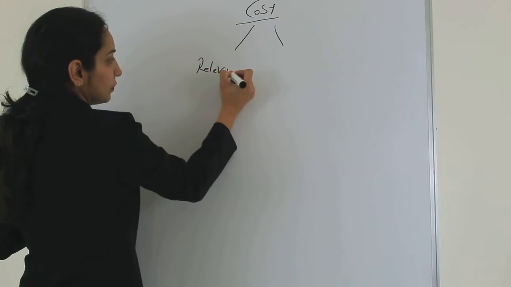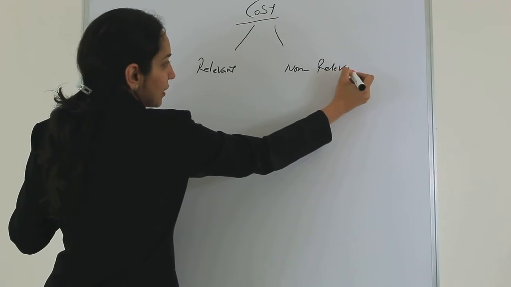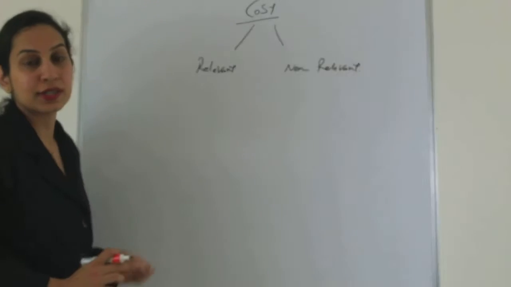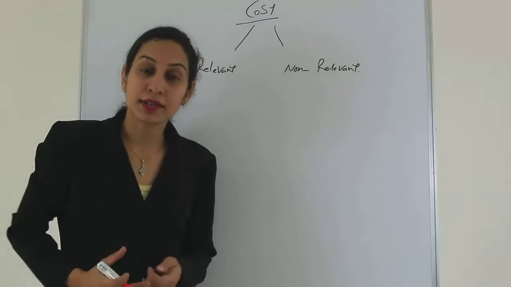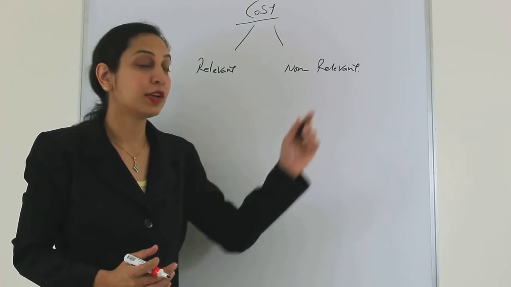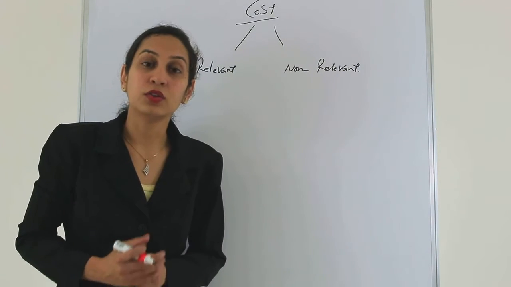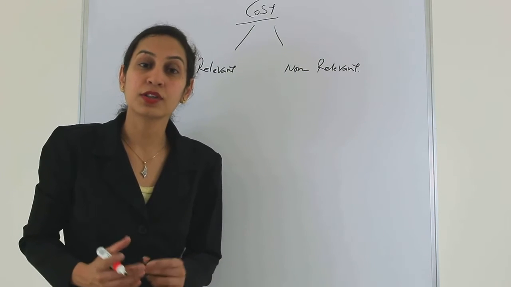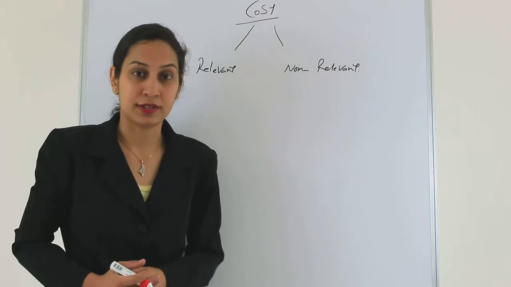Let's identify the cost as relevant cost and non-relevant cost. As the name suggests, the relevant cost is a cost which is relevant for our decision making, which impacts our decision making, whereas non-relevant cost is a cost which is not important for our decision making. Those costs have no importance or impact on our decision. We call them non-relevant costs.